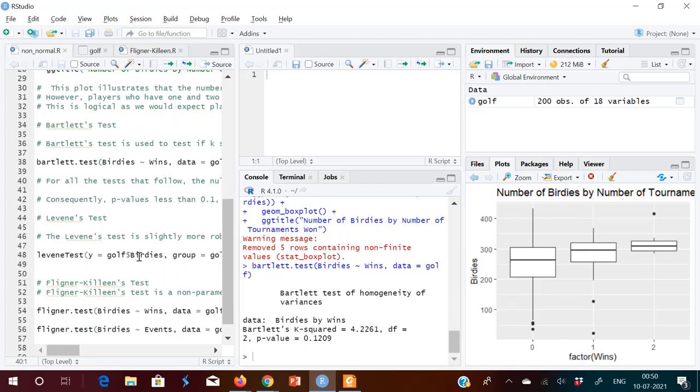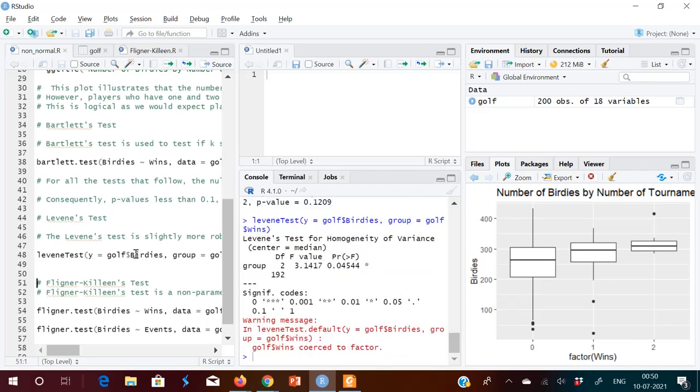the Levene test. Same birdies and wins, you can see, execute that. This is a little more robust. All these do the same functionality, but a little more robust, and this will take into consideration more deviation from the normal distribution. Here also the p-value is 0.04, so we go with the null hypothesis.